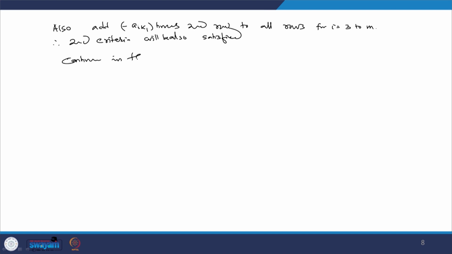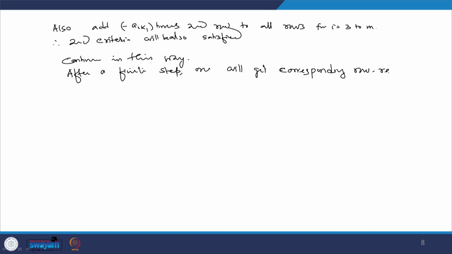Continue in this way. After a finite number of steps, one will get the corresponding row reduced matrix R. So, for each m cross n matrix, one can have a corresponding row reduced matrix.